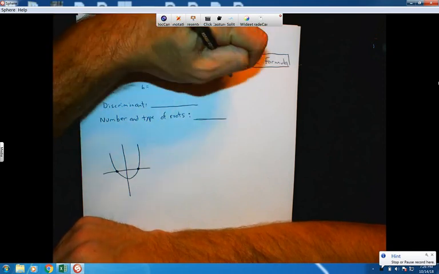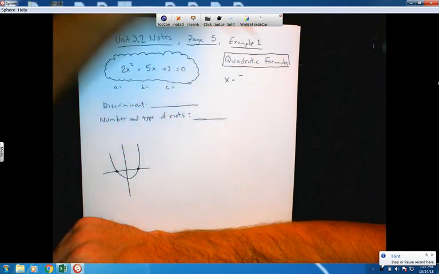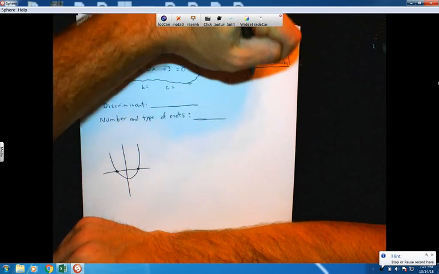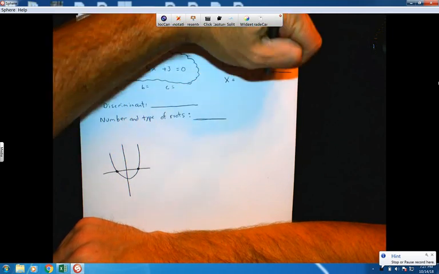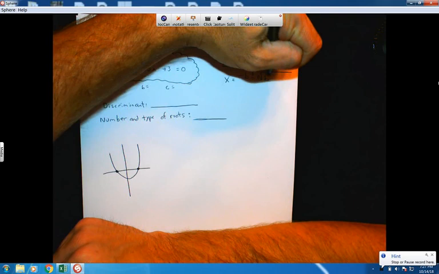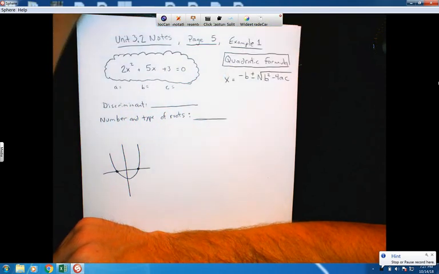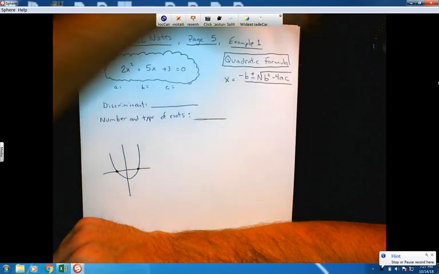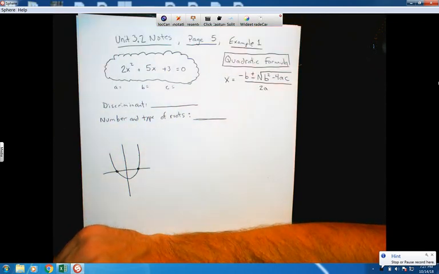It is x equals the opposite of whatever b is, so negative b, plus or minus the square root of b squared minus 4ac, all over 2 times a. We usually just say all over 2a. So that is the quadratic formula.